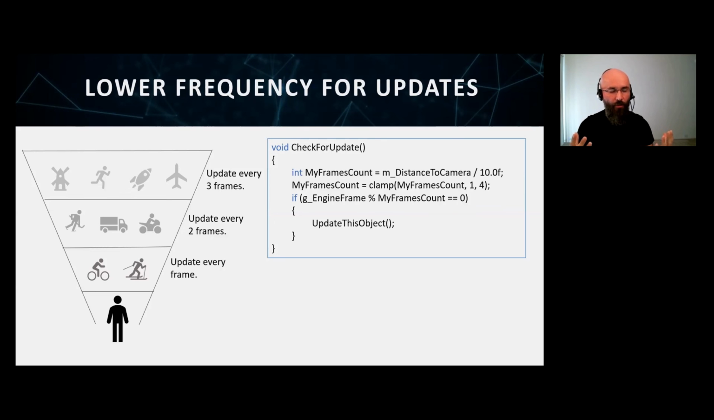Objects closer to me, I will update every frame because they need to be high quality, since they are very close to the hero. But objects farther away, I can update every 2 frames, or every 3 or 4 frames, the farther they are from the camera. So here on the right is very simple code showing how we can do it.